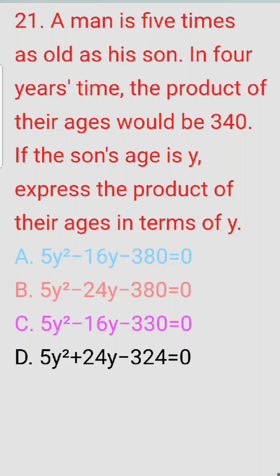Question 21. A man is 5 times as old as his son. In 4 years' time, the product of their ages would be 340. If the son's age is y, express the product of their ages in terms of y.